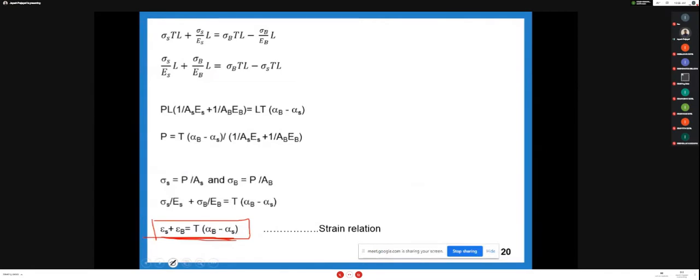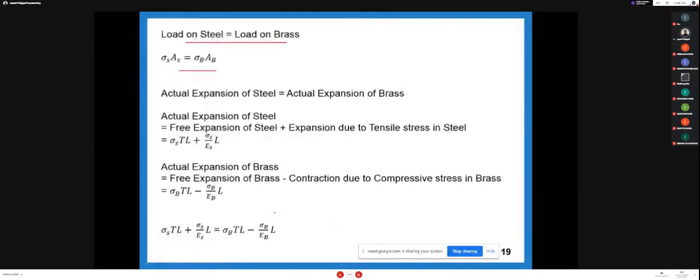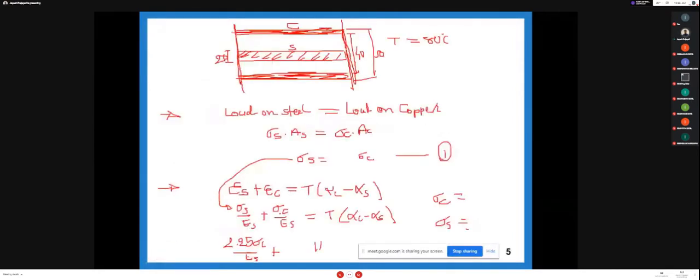Remember that in this, the material with the higher alpha is taken first, then the one with the lower alpha. So this is the second condition. We solve the first and second, and we get the stress. We use the same equation in our example. This is example number 3.